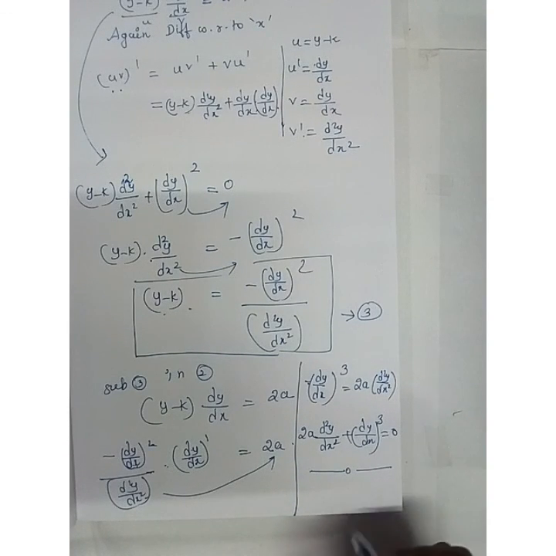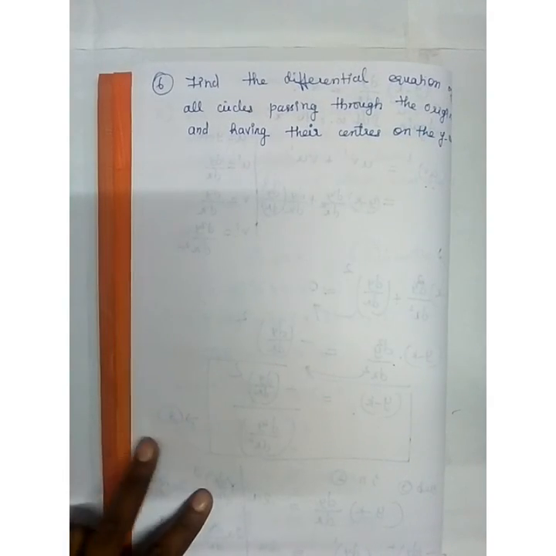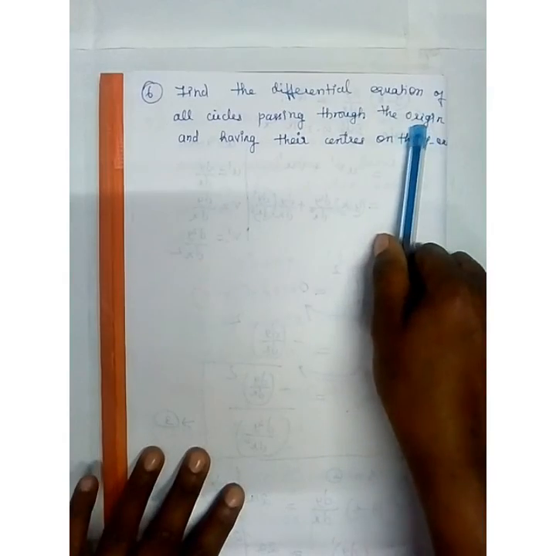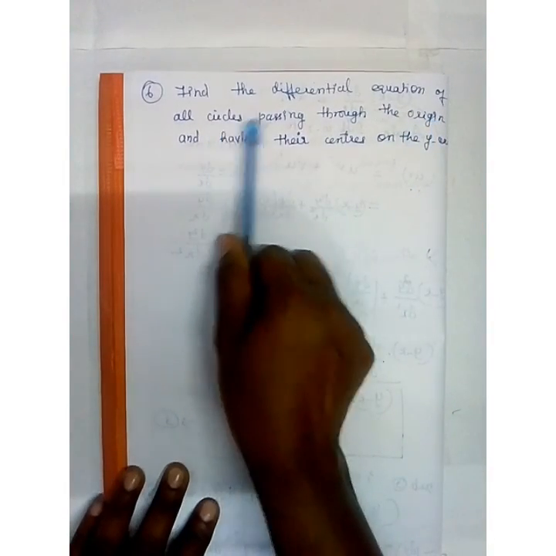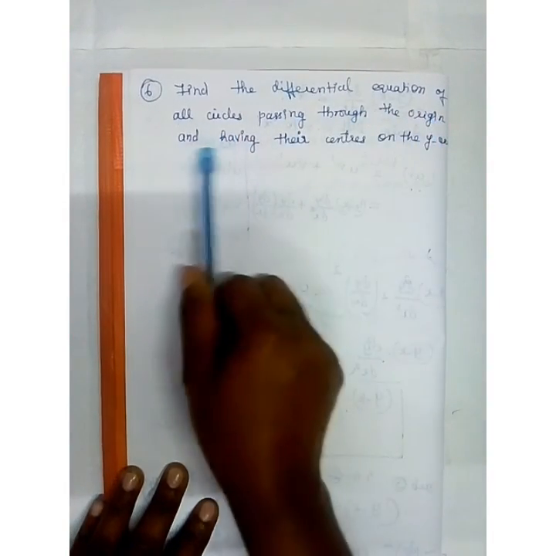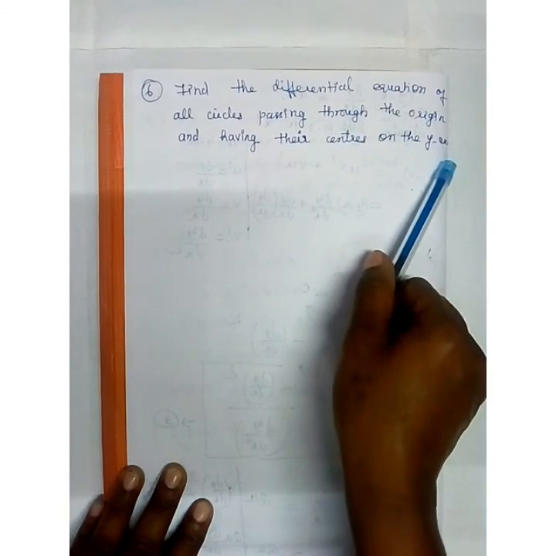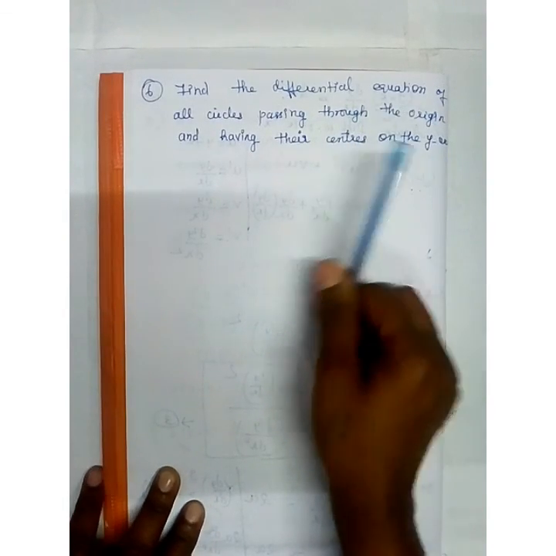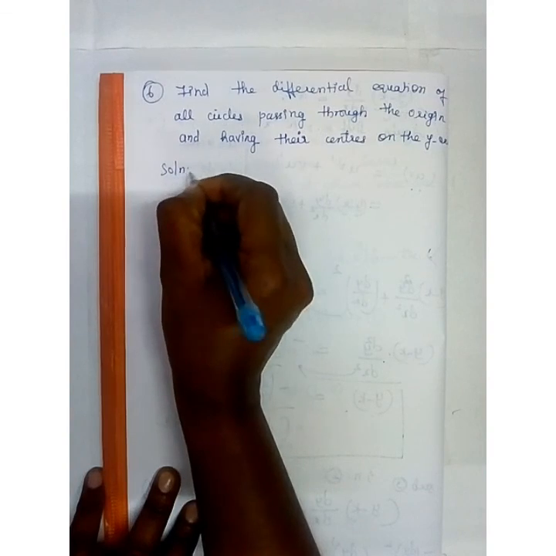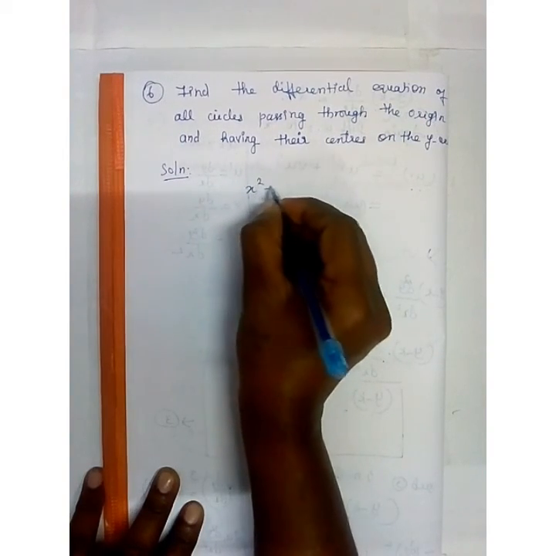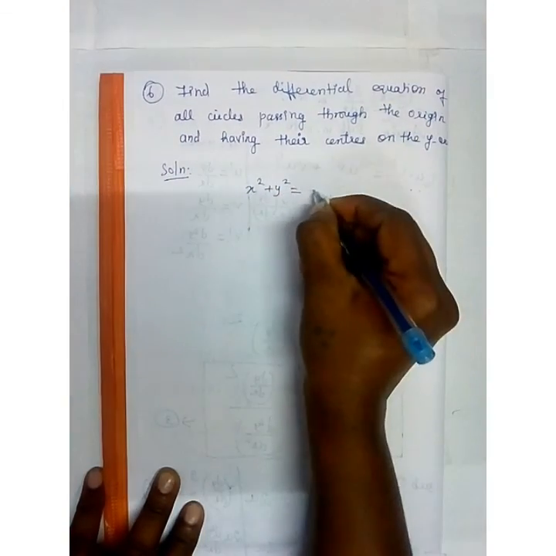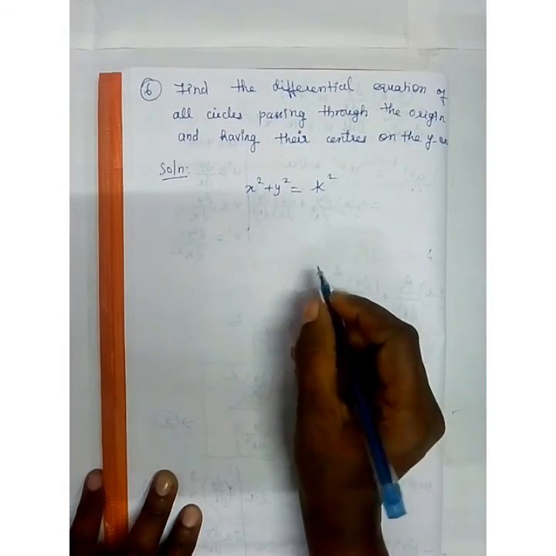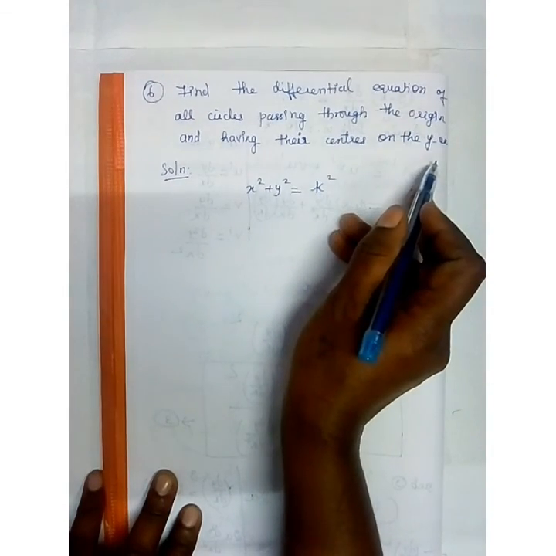Shall we see the next one? Okay, let us see. Now, sixth question. Find the differential equation of all circles passing through the origin and having their centers on the y-axis. So, we know that the circle equation is x square plus y square is equal to any constant. We can keep it as k square.